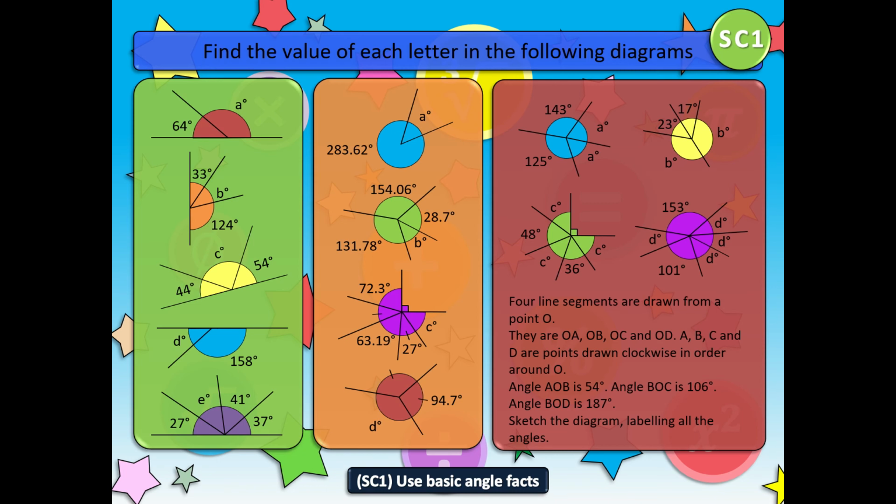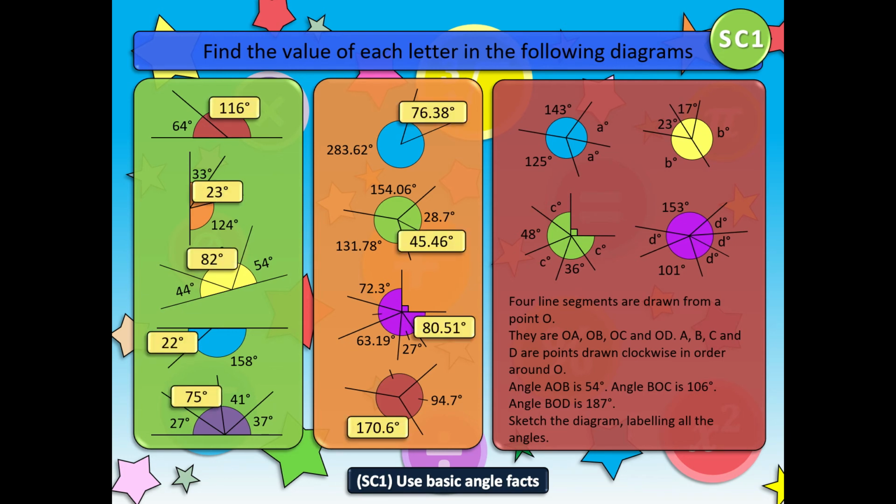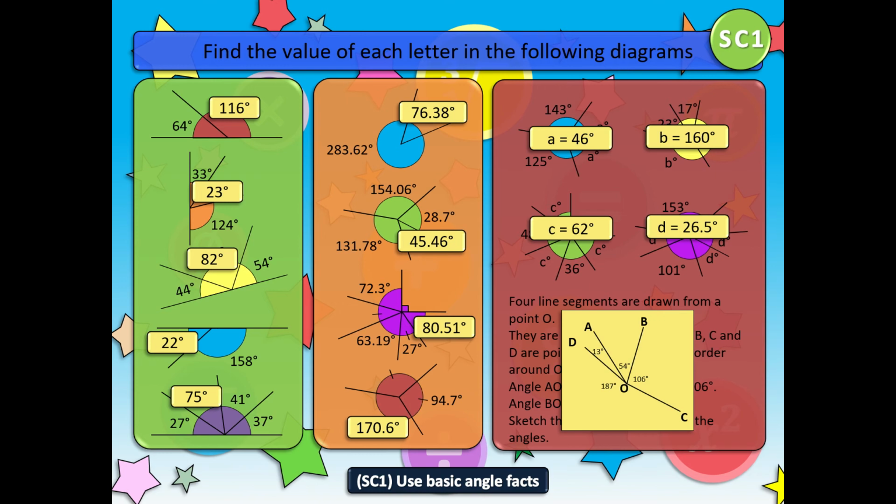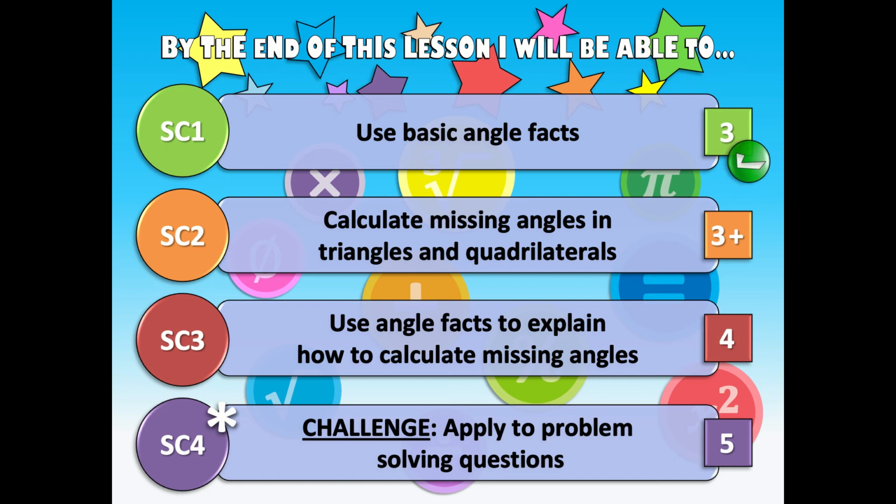Here are some questions for you to have a go at. Pause the video, and when you're ready to mark your work, press play. Here are your answers. So there's your green answers, there's your amber answers, and there's your red answers. So now we've completed success criteria 1.